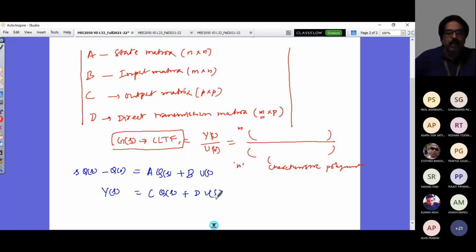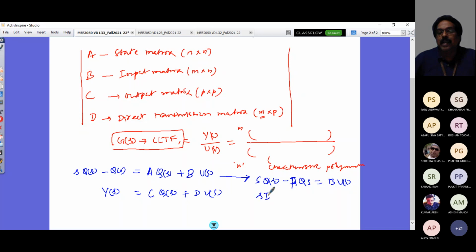So now what I'm going to do is this. Let's look at this. I would have to have this Q of s on one side, so this equation would be written again as s Q of s minus A into Q of s, and that's equal to B U of s. Right, so here this Q of s, if I take it, since these are all matrices, s Q of s becomes s times an identity matrix of the size of A, minus A, into Q of s, that's equal to B U of s.